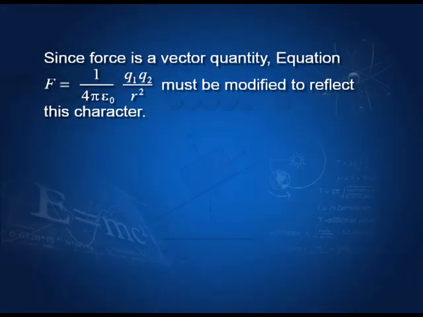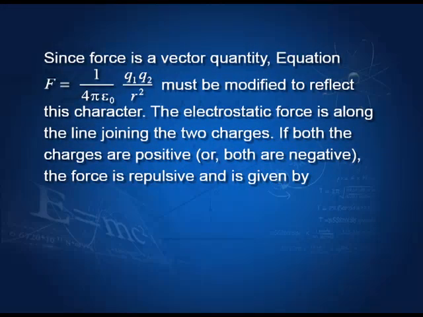Now, I have already told you the force is a vector. Since force is a vector quantity, this equation for F must be written properly, so that it reflects the vector character of the force. So, if both the charges are positive or both are negative, the force is repulsive and is given by this formula. The only thing we have added is this r cap. R cap is a unit vector in the direction of r. So, if the two are positive charges or two are negative charges, they repel, therefore, the charges move in this direction, that is in the direction of r.